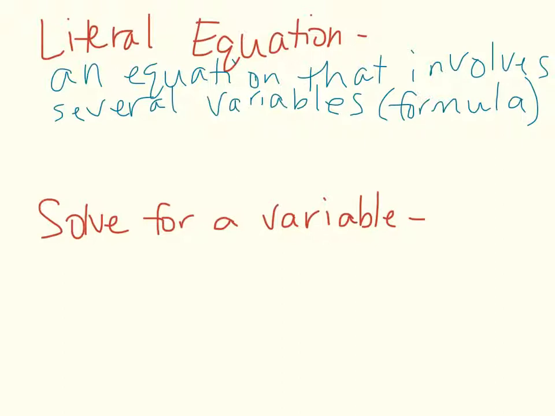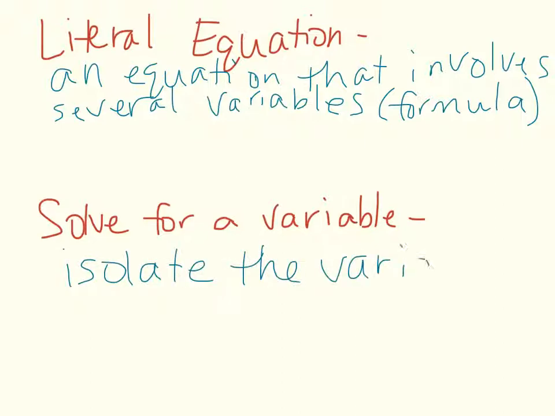And so when we talk about solving for a variable, what we mean is to isolate the variable. So we may not be simplifying anything or really solving the equation, we're solving for a variable. We're just trying to get that variable by itself. Let's look at an example.